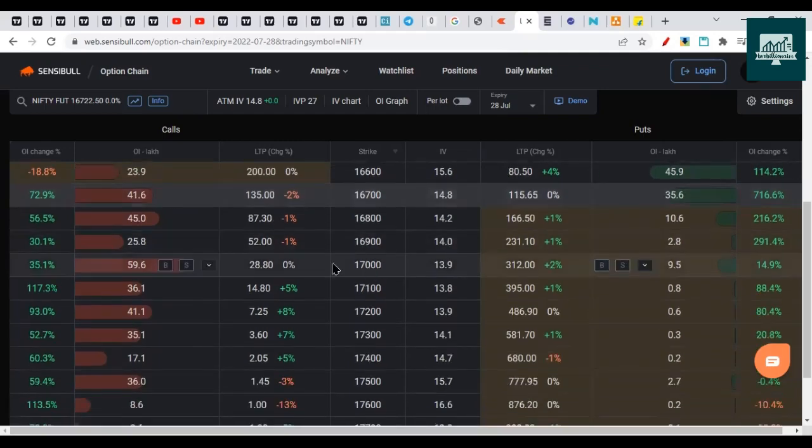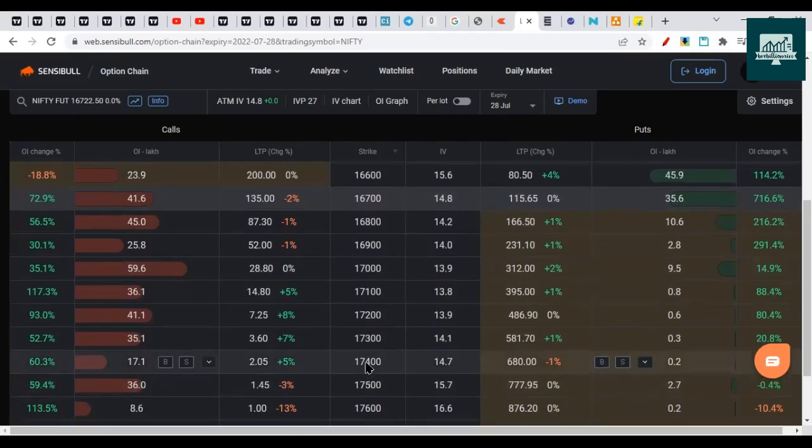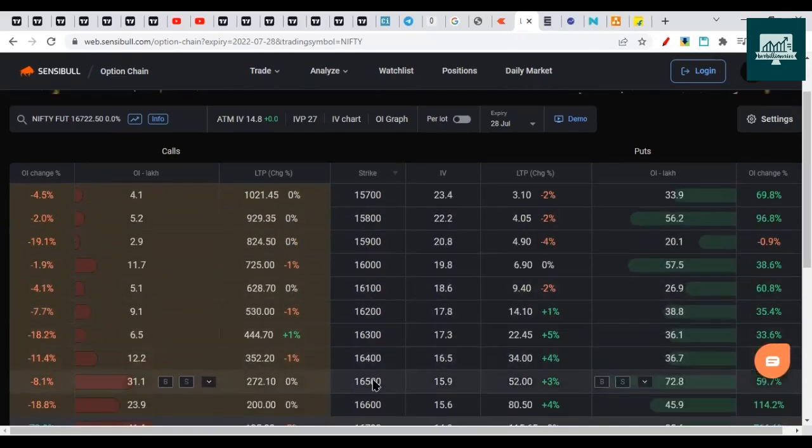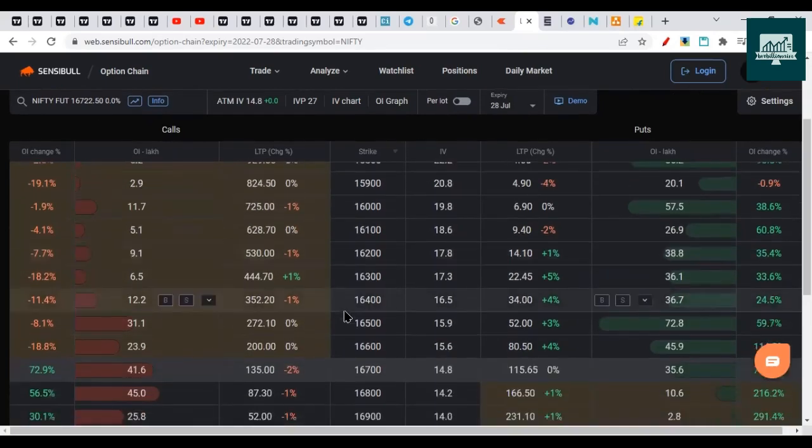We can assume it would head higher. If 17,000 is broken, then we could head higher towards 17,300, 17,500. If 16,500 is broken, then we could head downside towards 16,300 to 16,000. So this is how you should read the option chain. Only the supports and resistances are very useful on the option chain. There are some other details, but we will not cover them in this video. We have already created one video on the option chain as well. You can watch that video.